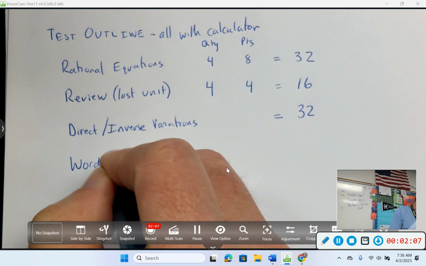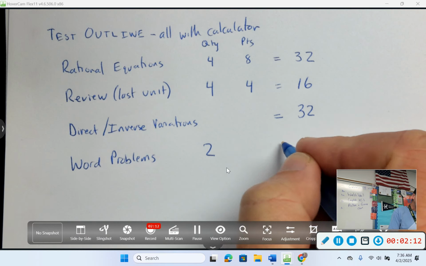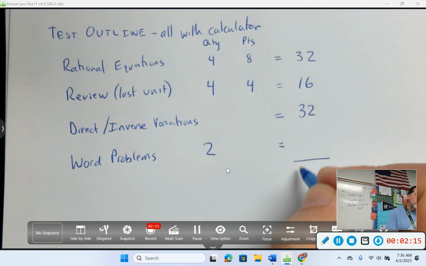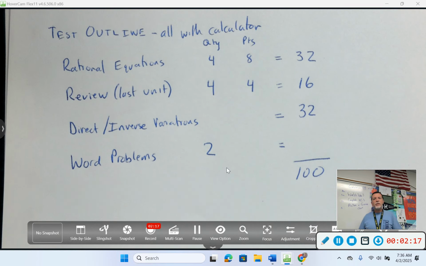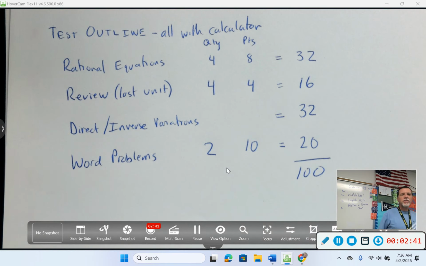And then that leaves word problems. 2. Here's our word problem. At how many points each do they need to be to add up to 100 points? 30. 15 each. Is that right? 32 plus 16 is 48. 48 plus 32 is 80. So there needs to be 20 more points to get to 100, which means they would be 10 points each. He's giving bonus points. He wanted a 110 point test.